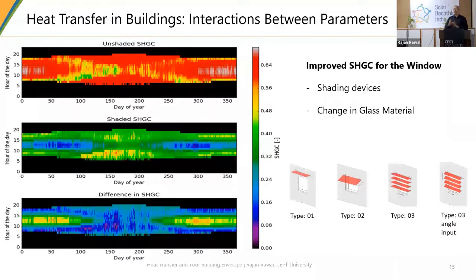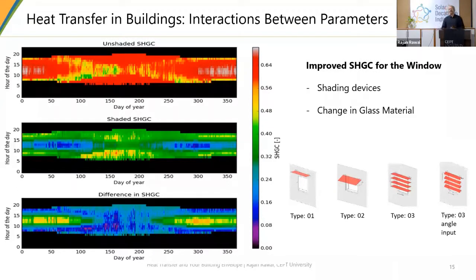ECBC just has one value. You need to hold on to that value only. What I'm showing you is SHGC, which varies during the day and during every hour. What you may need to demonstrate in your design competition is the one single SHGC value and not hourly values of that. And that is what you see in the last one, the difference. The last bottom one is showing the delta between first and second.